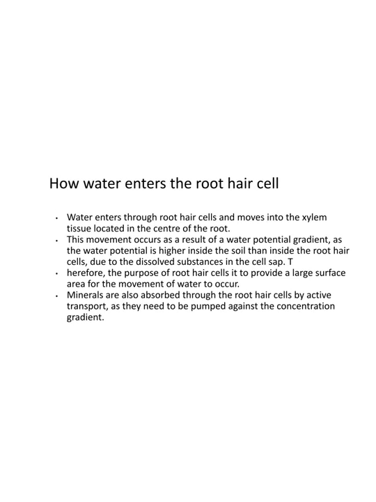Looking at how water enters the root hair cell. So water is going to enter the root hair cell and move into the xylem tissue location, the centre of the root. And this movement is going to occur as a result of the water potential gradient, as the water potential is higher inside the soil than inside the root hair cell. And this is due to the dissolved substances in the cell sap, which are going to lower the water potential. Therefore, the purpose of root hair cells is to provide a large surface area for the movement of water to occur.